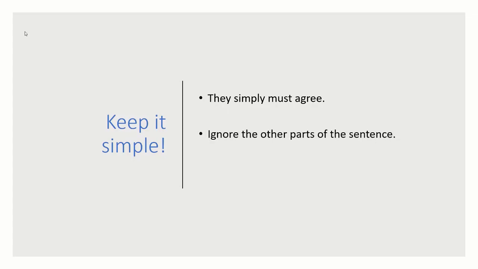So when you are thinking about subject-verb agreement, all you are thinking about is the subject and the verb. All the other things in the sentence, you can look at them after you have decided what you're going to do for subject-verb agreement. But if you look at all the other parts of the sentence, it might get a little bit confusing. And there are exceptions.